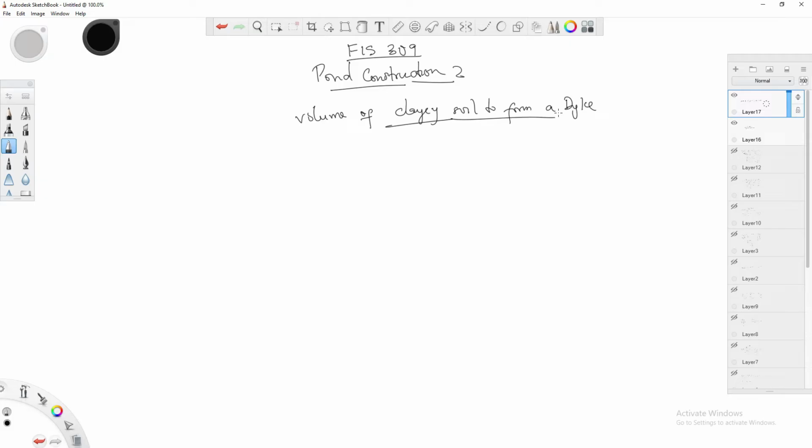So we're going to be treating volume of clay soil for a dike. We all remember what a dike is from the previous tutorial. If you have not seen it, please go back to the previous tutorial, pond construction 1, and check it out so you understand what we're about to do here. So the volume, to know the amount of soil to form a dike, is actually very simple. You need to know the area of the dike first, and we've treated it in the previous video. So if you have not seen it, please go back there.